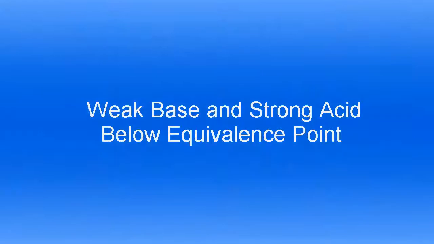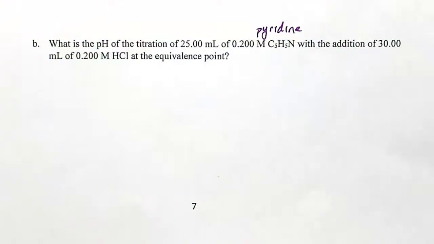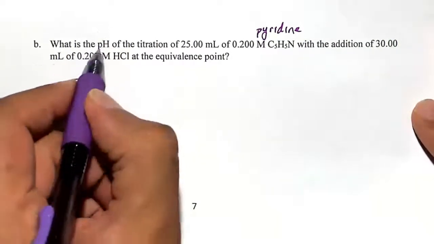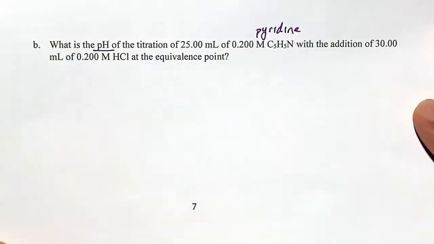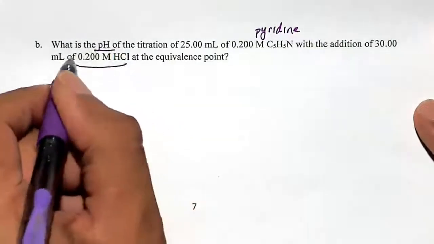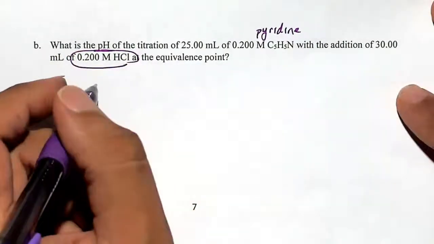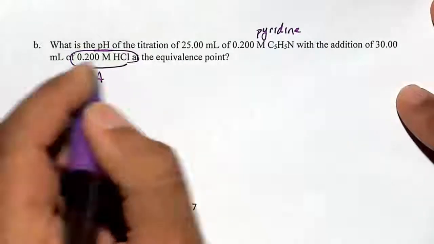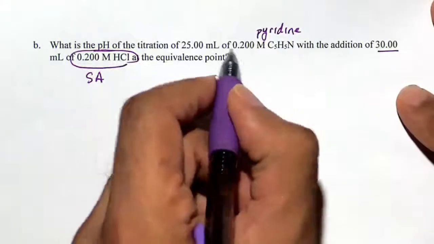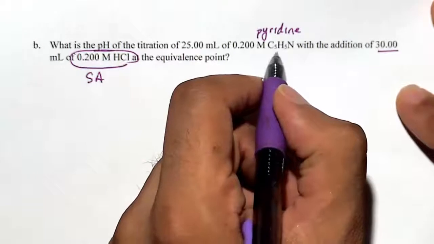So let's attempt this problem right here. It asks us the pH of a titration of 25 mL of 0.200 molar C5H5N, that's pyridine, with the addition of 30 mL of 0.200 molar hydrochloric acid at the equivalence point. So we are asked to find the pH, and we are reacting HCl, 0.200 molar, a strong acid, 30 mL of that, with 25 mL of 0.200 molar pyridine.